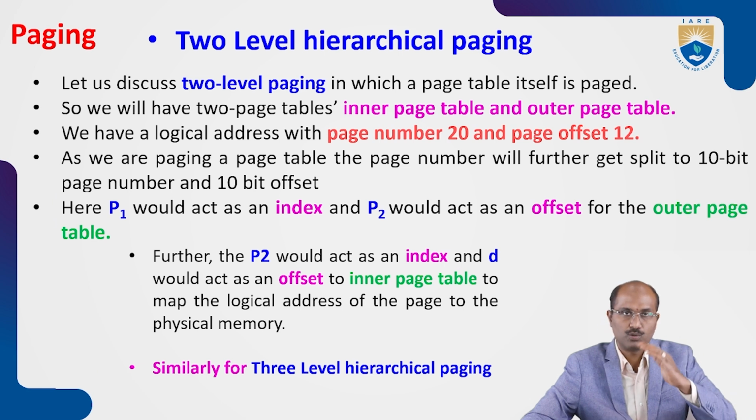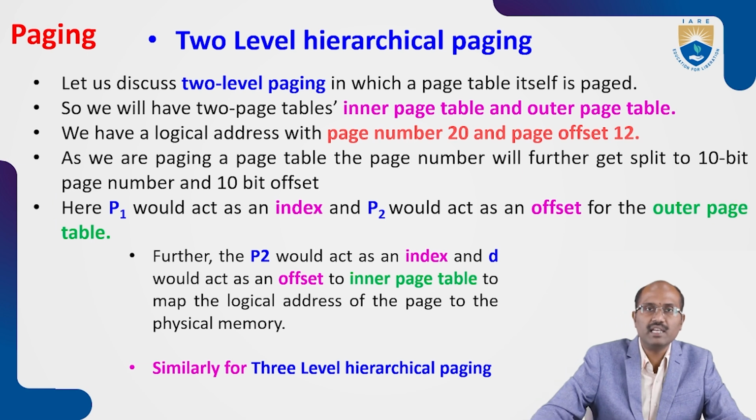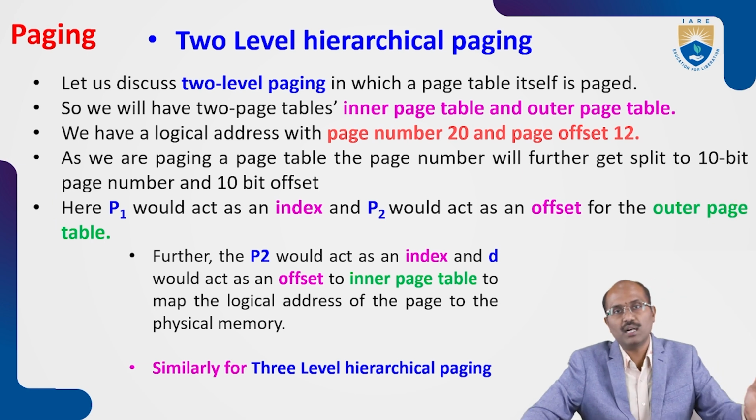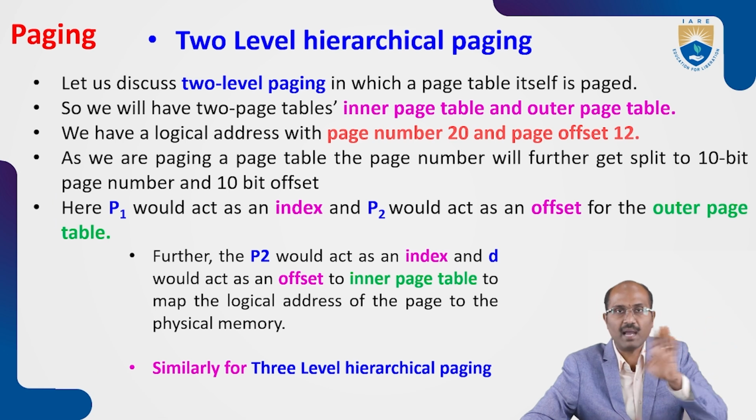All processes work with these level categories. How the outer page table works and how the inner page table works depends on mapping the pages with the offset. Similarly, we can see the three-level hierarchy of paging also.